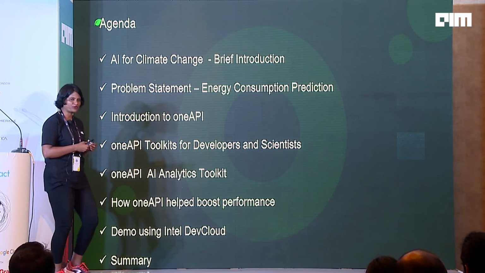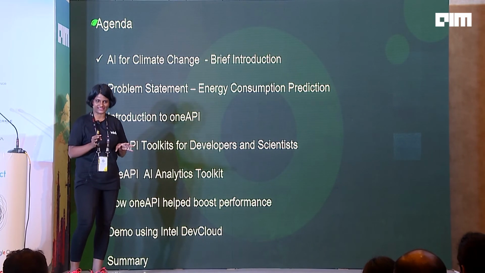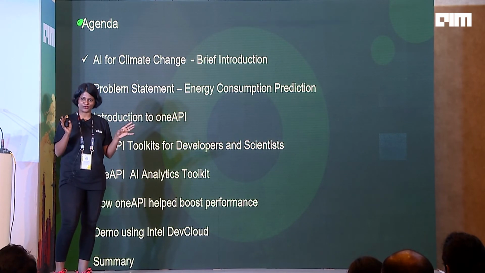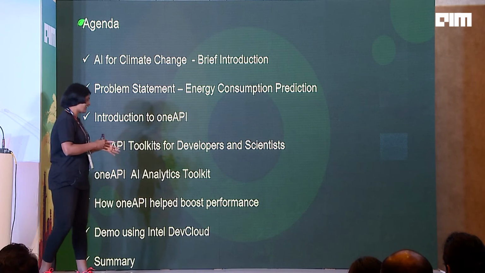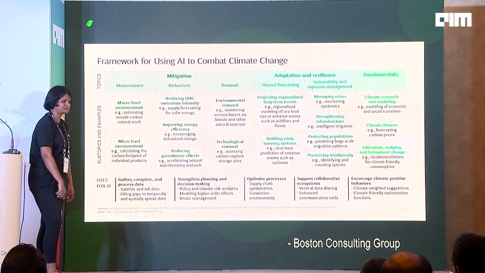And I'll also show you how you can improve your performance by 7x by writing 3 lines of code. You can improve your performance 7x by using Intel's oneAPI. And then it's the summary. This is going to be roughly the agenda for today's session.